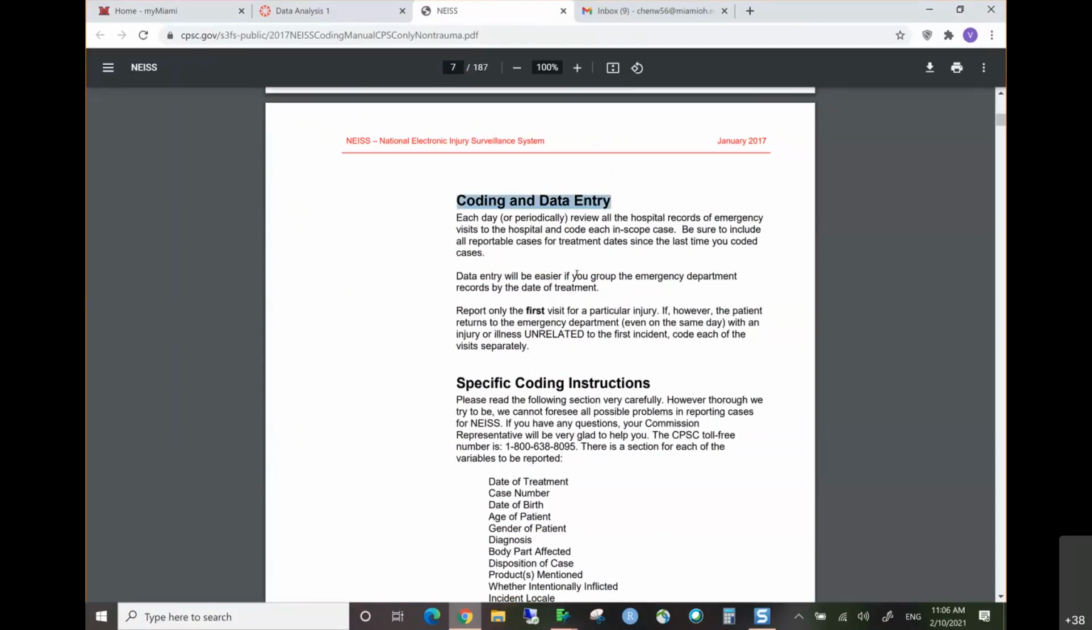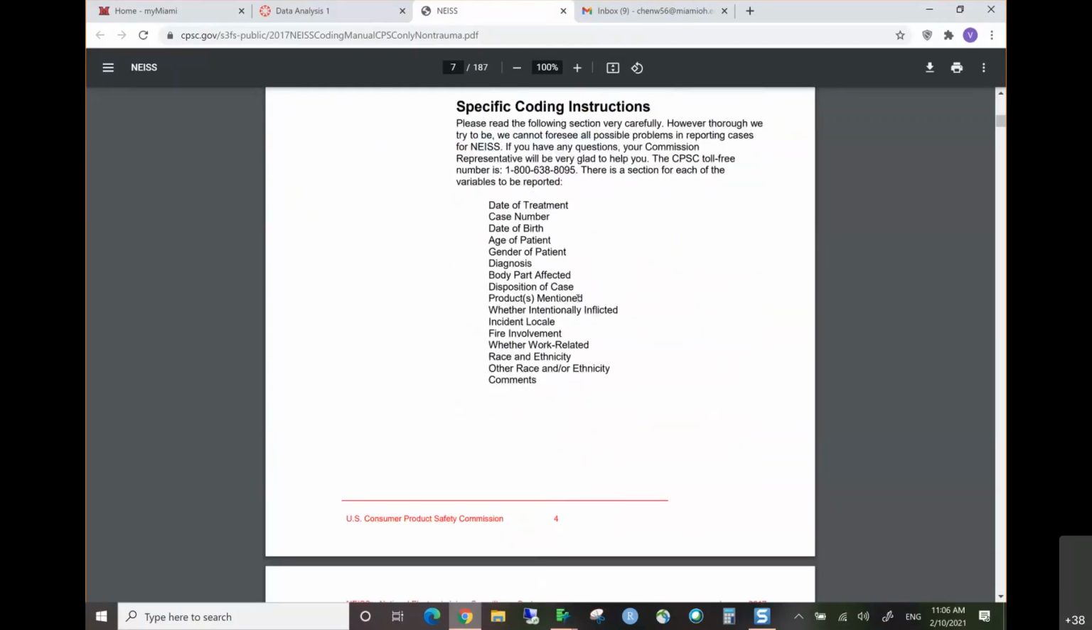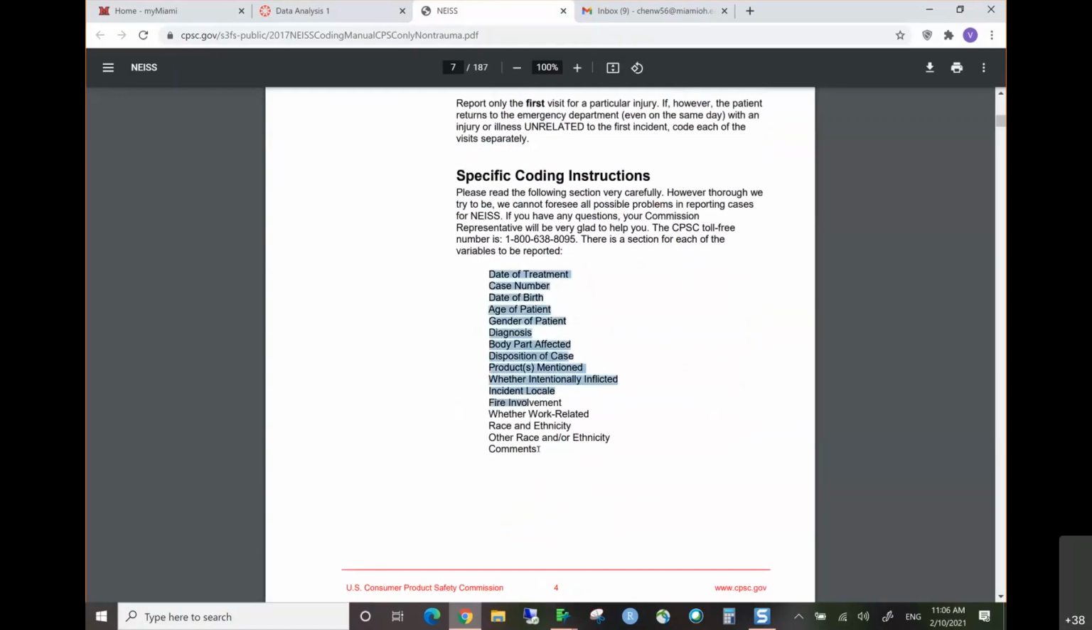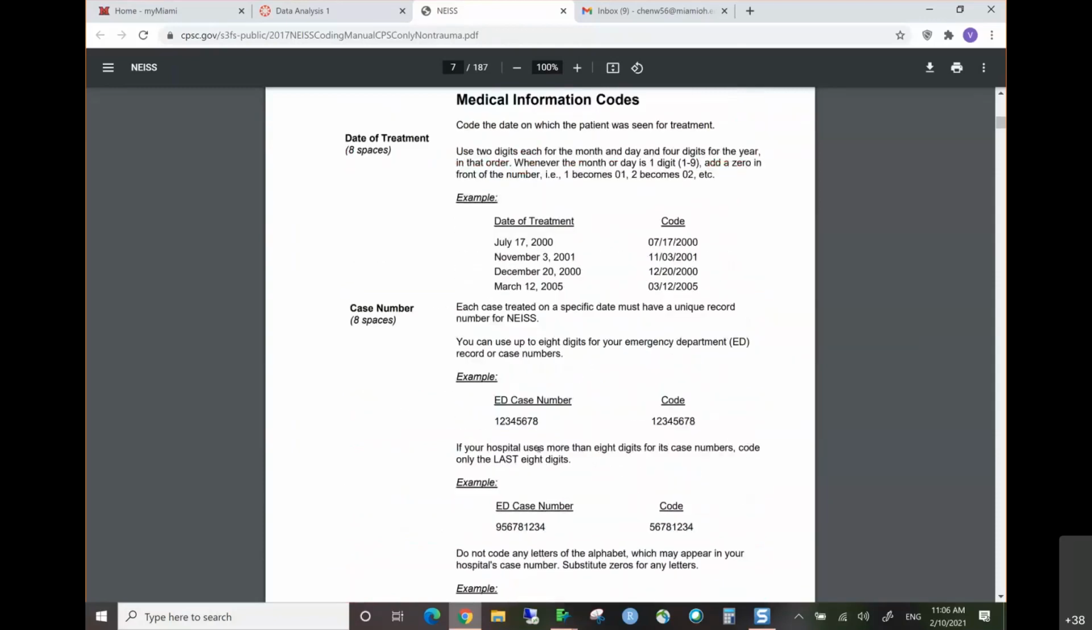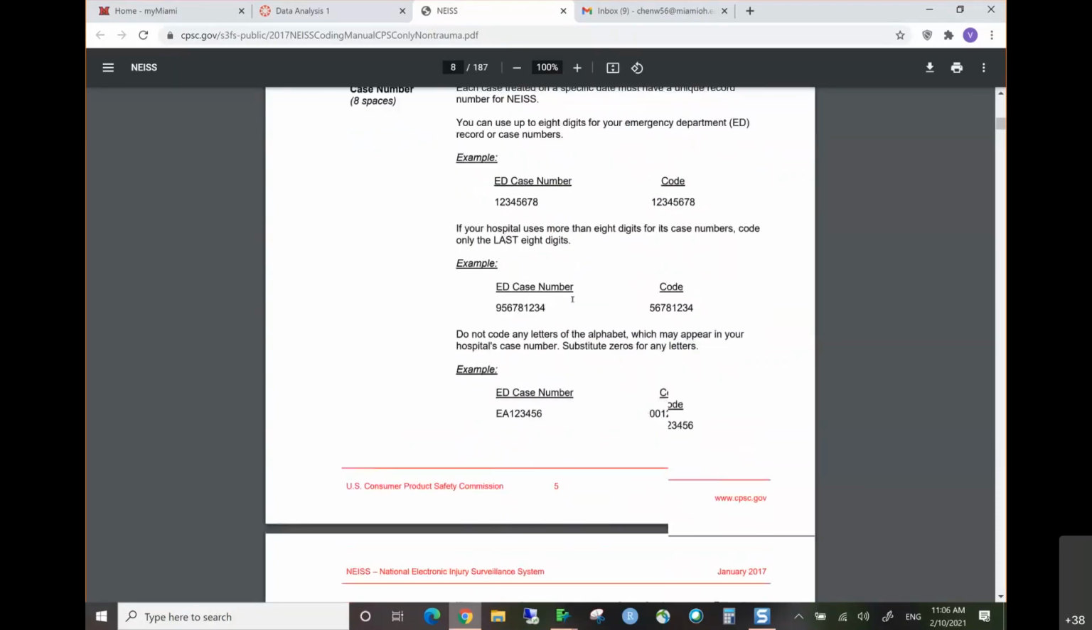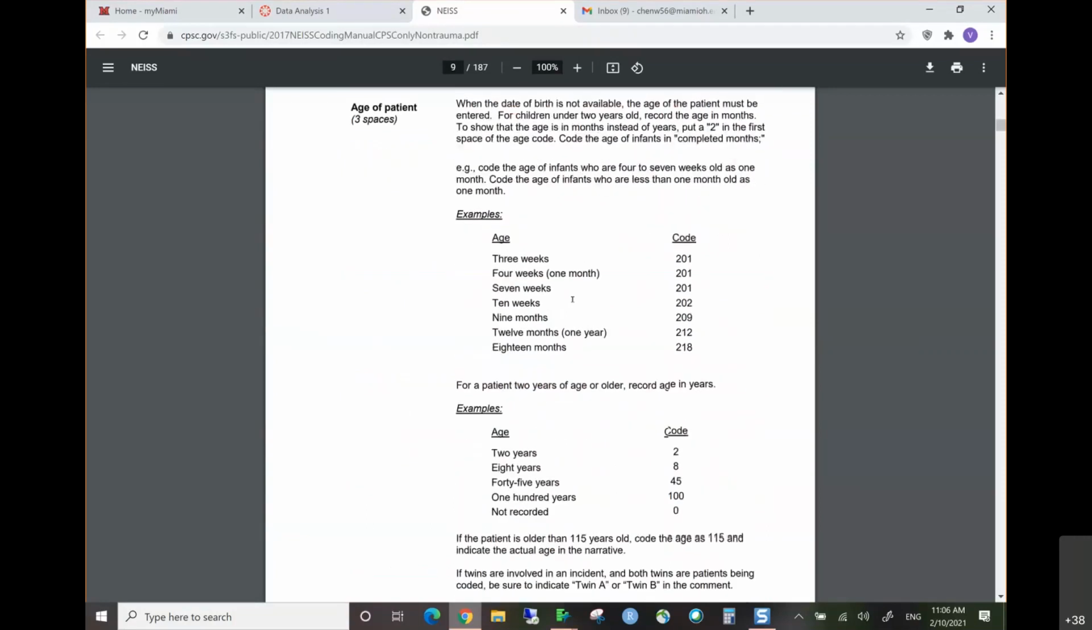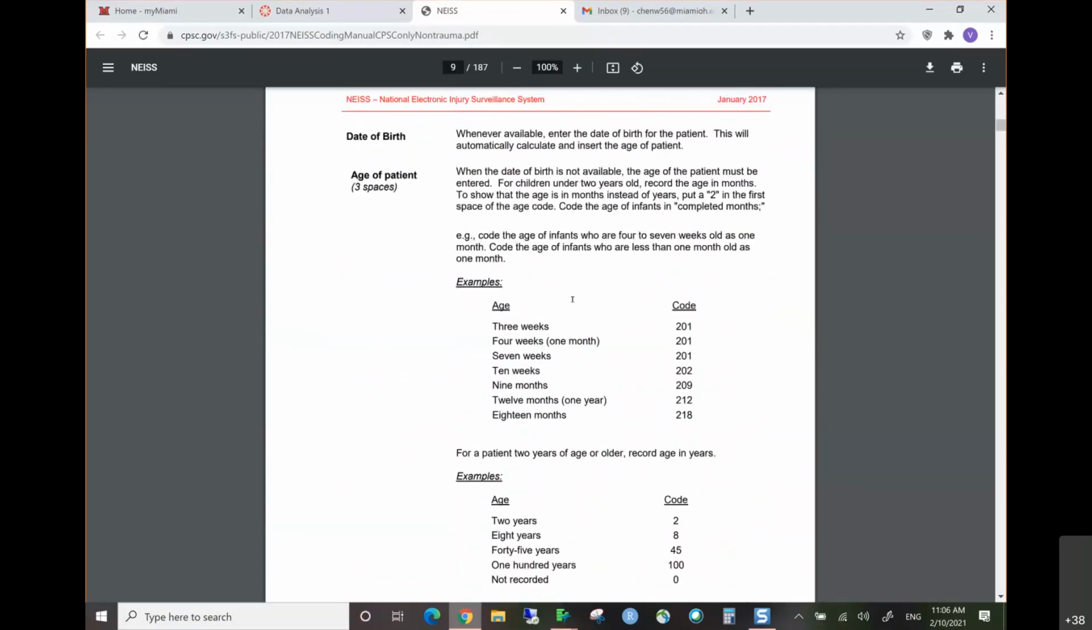You will have all the backgrounds, all the introduction about this data set, and then you will see all the variable names here. The next page will tell you for each variable how they enter the data. For example, it will tell you if the date is July 17, 2000, then how they will code or enter the data in your data set. Here we only want to know the age. We want to know what happened to the patients who are 200 and older.